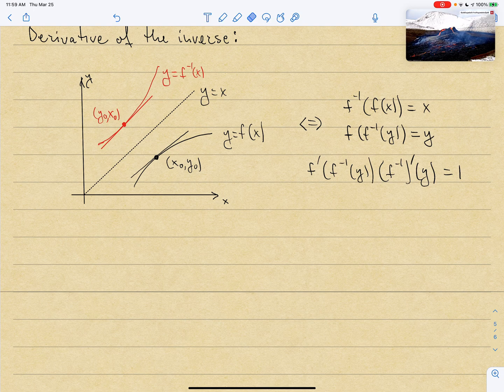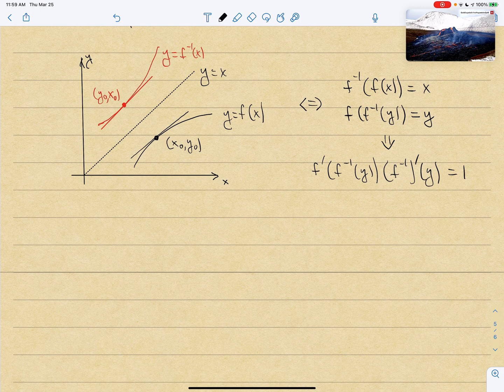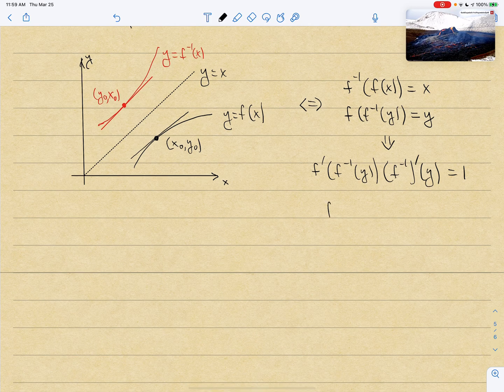So this is by the chain rule, and then I can solve this equation for the function that I'm trying to find, so the derivative that I'm trying to find. Essentially, I'm doing implicit differentiation. And this will give me f inverse prime of y. This should be equal to 1 over f prime of f inverse of y.